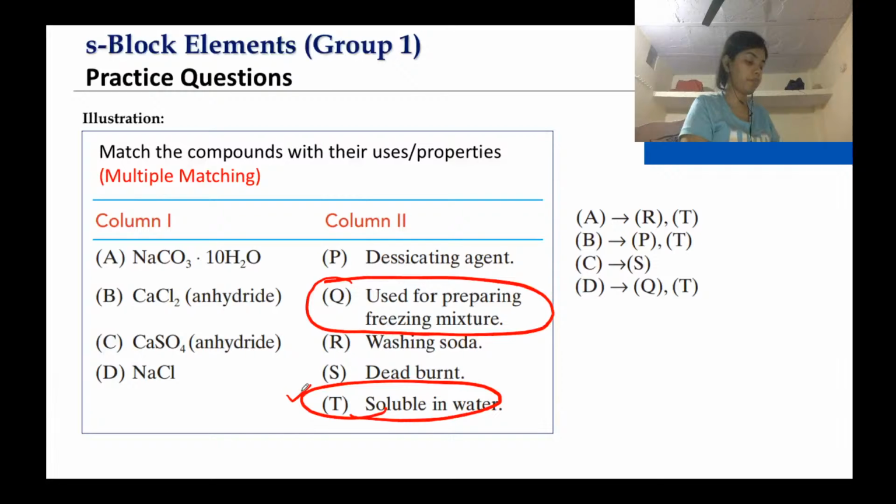Okay. So this is how you can get questions from the s-block. Practice more and more questions, that will help you to retain the facts. Okay.